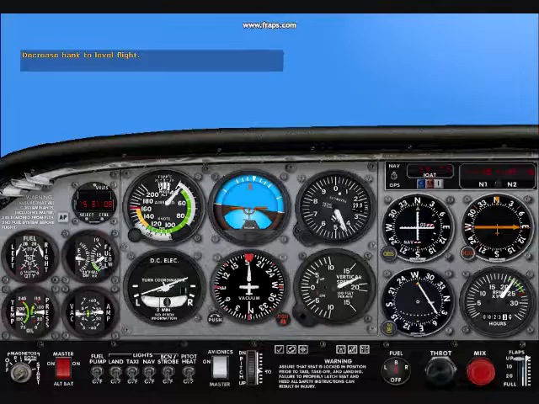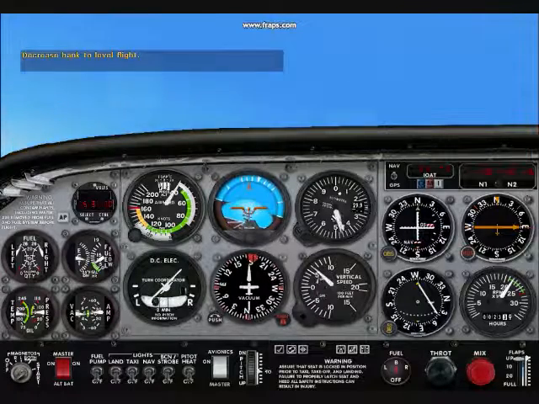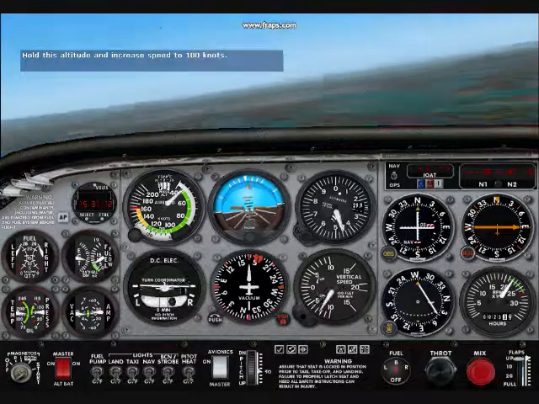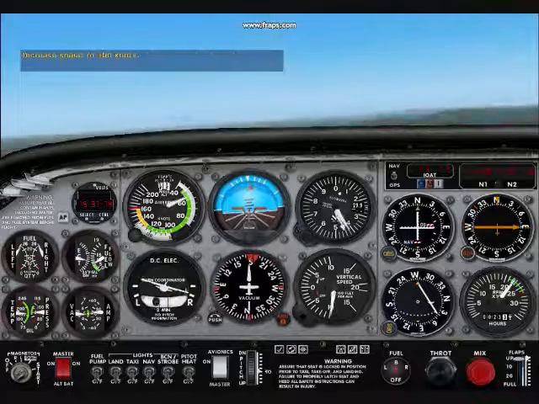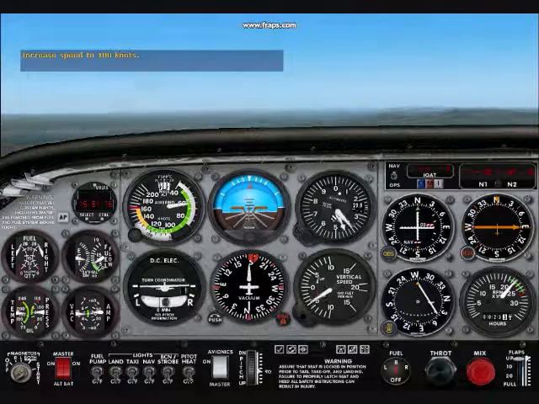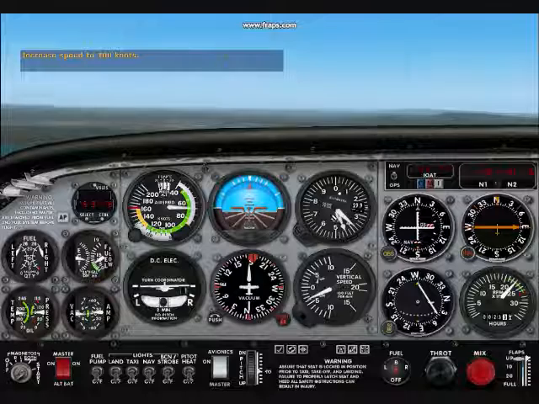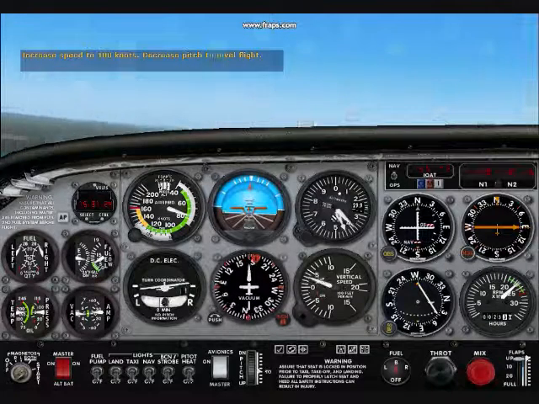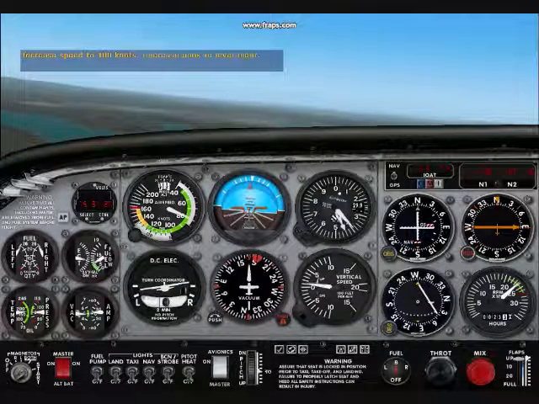Bank the wings less. Push forward on the stick. Speed up. Forward on the stick. Bank the wings less.